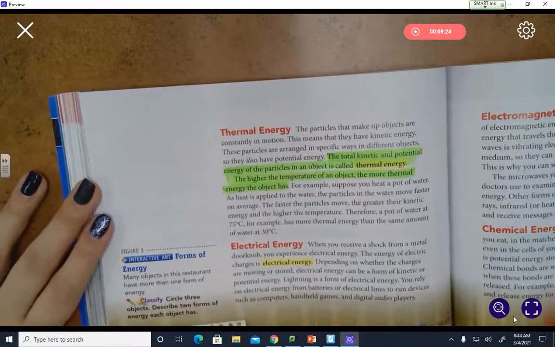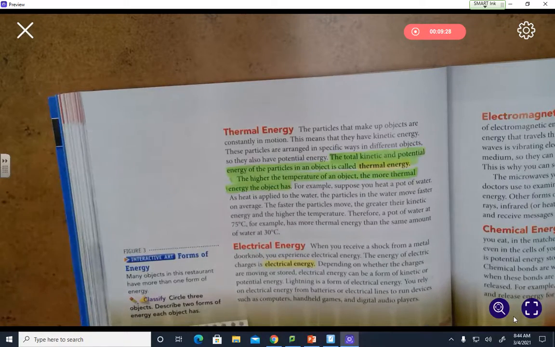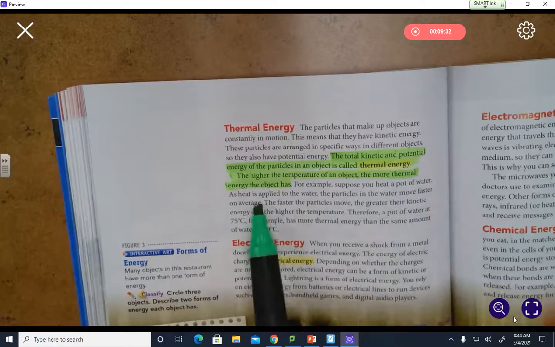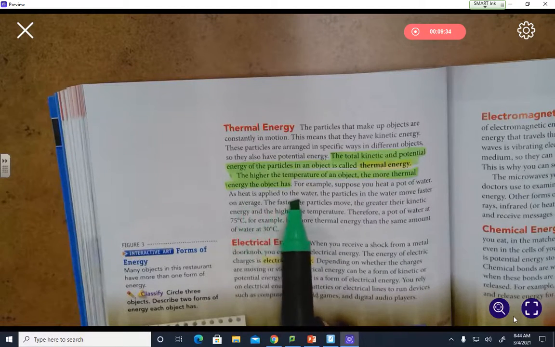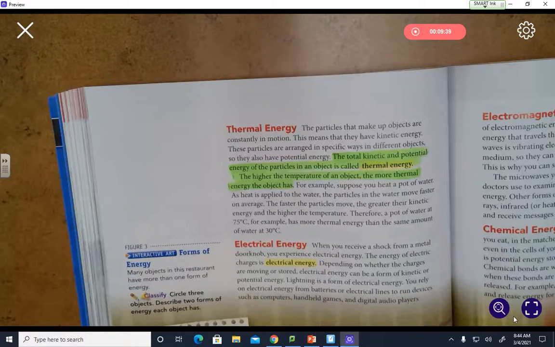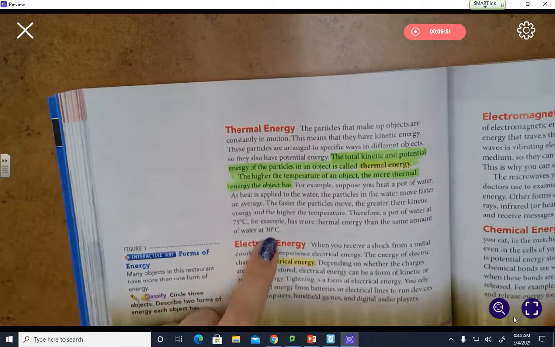For example, suppose you heat a pot of water. As heat is applied to the water, the particles of the water move faster on average. The faster the particles move, the greater their kinetic energy and the higher the temperature. Therefore, a pot of water at 75 degrees Celsius, for example, has more thermal energy than the same amount of water at 30 degrees Celsius.